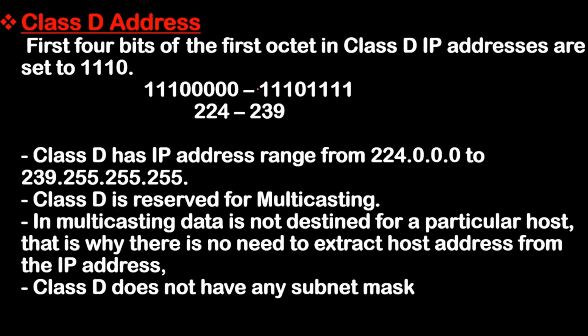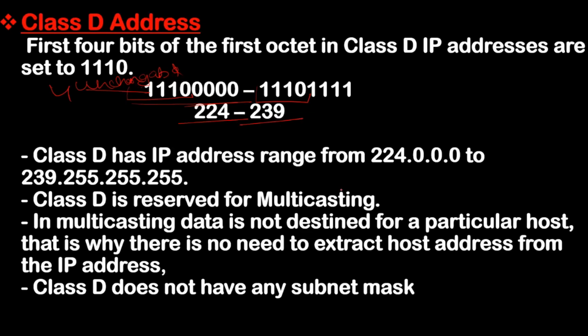We are not using class D in computer networks, but if we want to count something, we can do the same thing. The range is 224 to 239. If you convert this into binary, then in the first network we have 111 and 0, and in the last we also have 111. Means we have four unchangeable bits. So the class D IP address range starts from 224.0.0.0 and goes to 239.255.255.255.